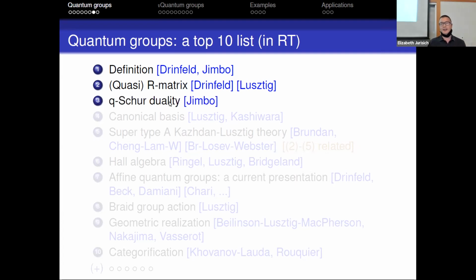Then, again, go back to the first two papers of Jimbo, quantum Schur duality. And then there's the work of canonical basis. This is a basis for the quantum enveloping algebra, the quantum group. But this basis is new even at q equals 1, when you talk about a basis for the enveloping algebra.